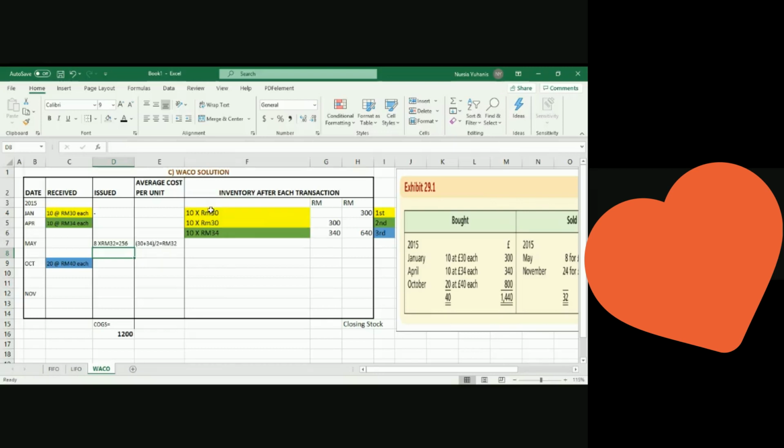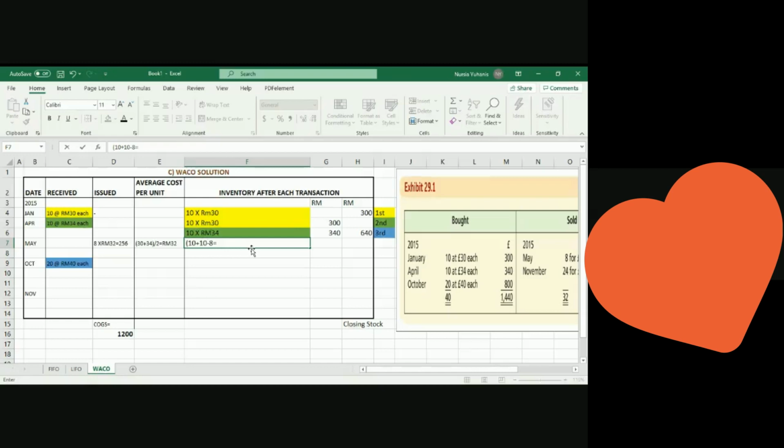Okay, now what happened to your inventory after each transaction? Previously you have 340, right? That's the total amount, and the quantity previously is 10 plus 10. Now we are referring to the total quantity. We don't refer to the different batches. So now we are totaling all the inventory: 10 plus 10, the yellow and the green one, and then minus whatever we have sold here. So how much?